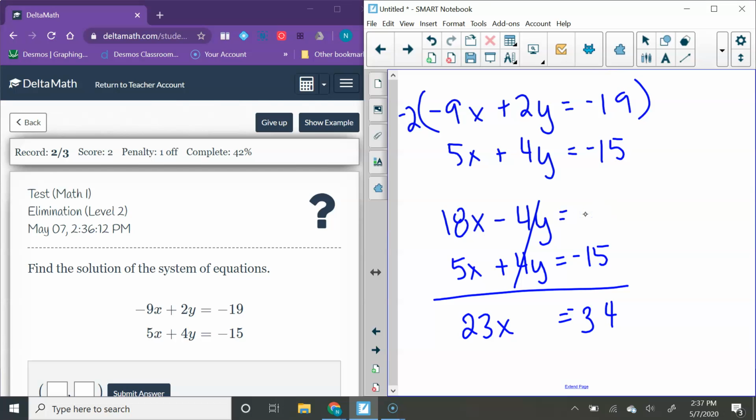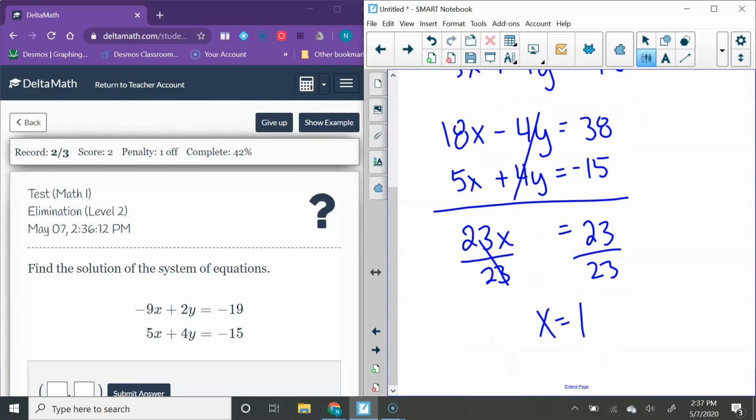I forgot right here when I was multiplying. I've got to multiply negative 9 by negative 2. I've got to multiply 2 by negative 2. I've also got to multiply negative 19 by negative 2. So negative 19 times negative 2 is positive 38. And so now, if I've got a positive 38 right there, 38 minus 15, or 38 plus negative 15, is going to give me 23. And then I divide both sides by 23. And so x equals 1.